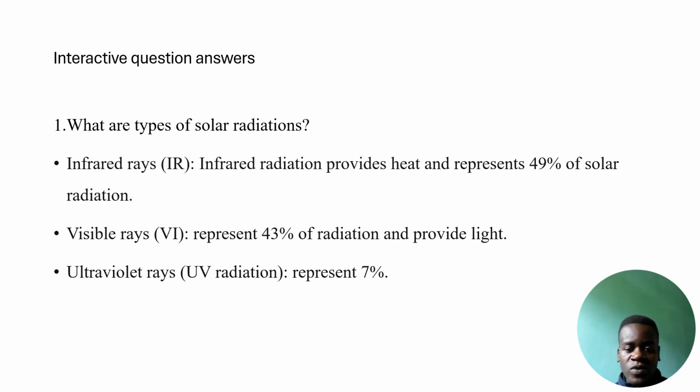What are the types of solar radiation? As we have seen, there are 3 types of solar radiation. The first is infrared, the second is visible rays, the third is ultraviolet rays, where infrared consists of 49% of solar radiation, and visible rays consist of 43% of solar radiation and provide light. And the remaining one, ultraviolet, represents 7% of solar radiation.